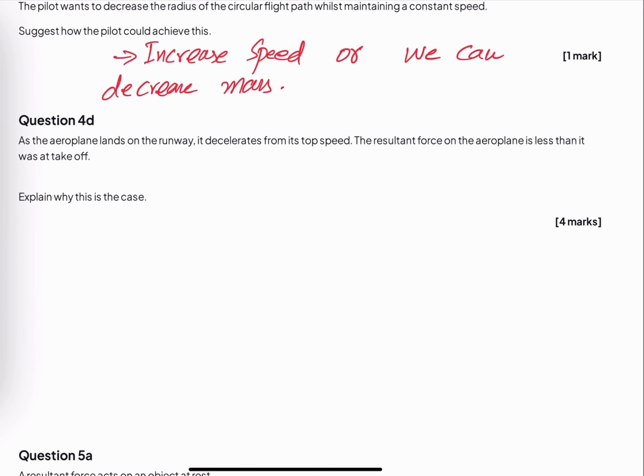For question 4d, as the aeroplane lands on the runway, it decelerates from its top speed. The resultant force on the aeroplane is less than it was at takeoff. Explain why this is the case. In 4d, you have to explain why the resultant force is less.